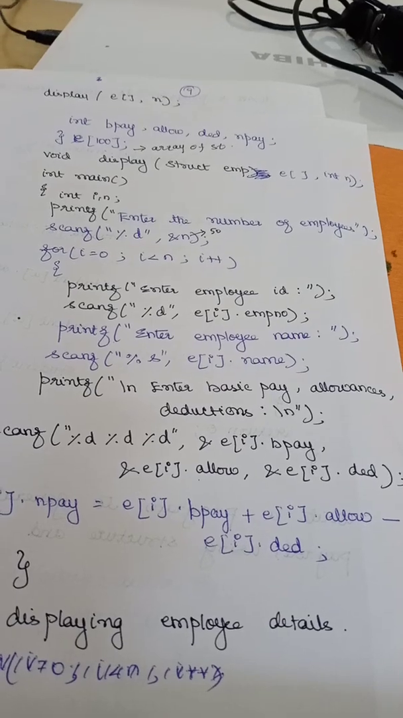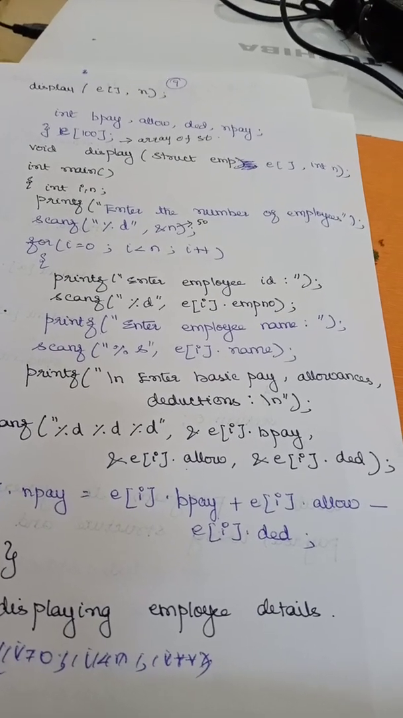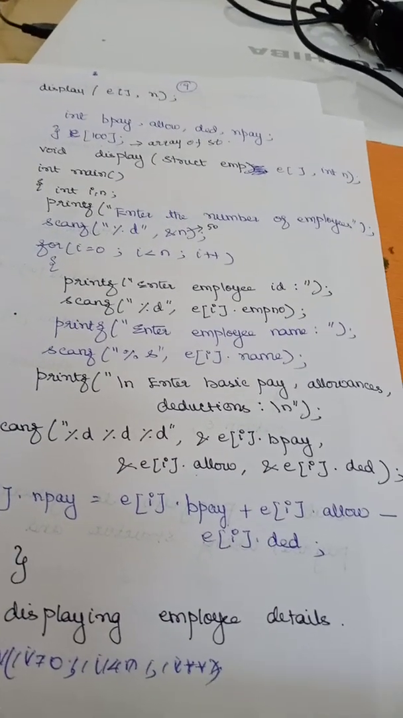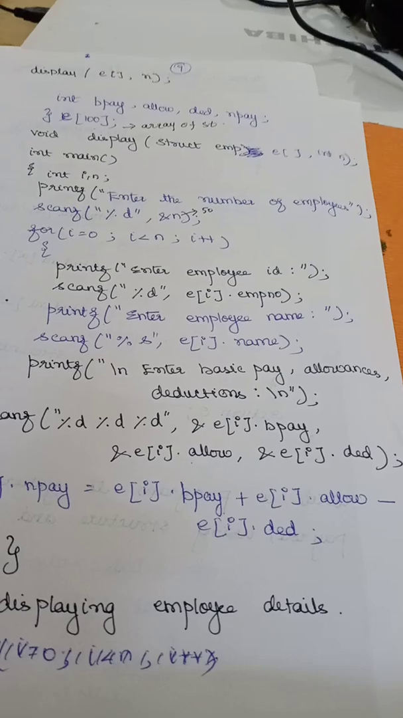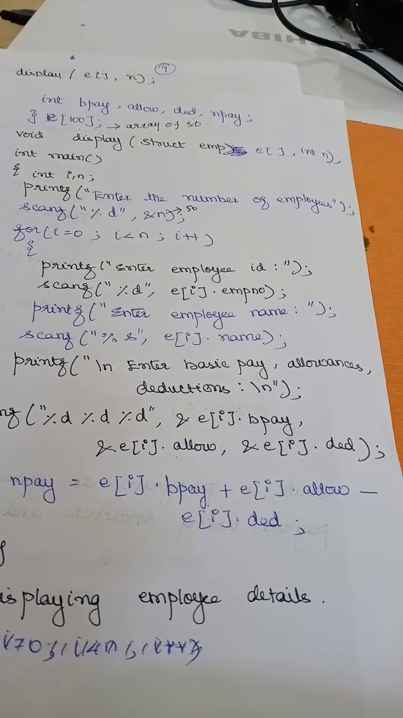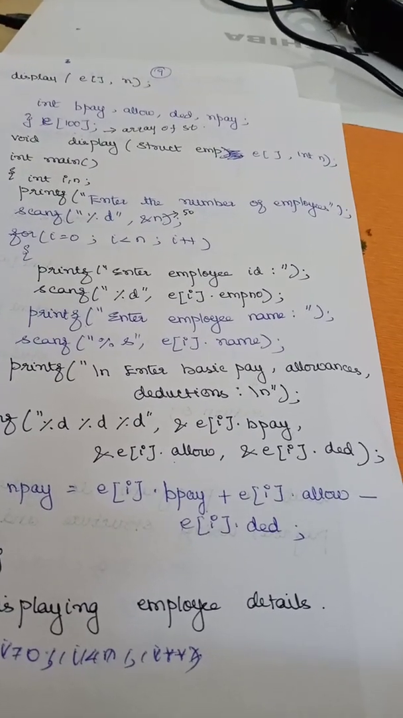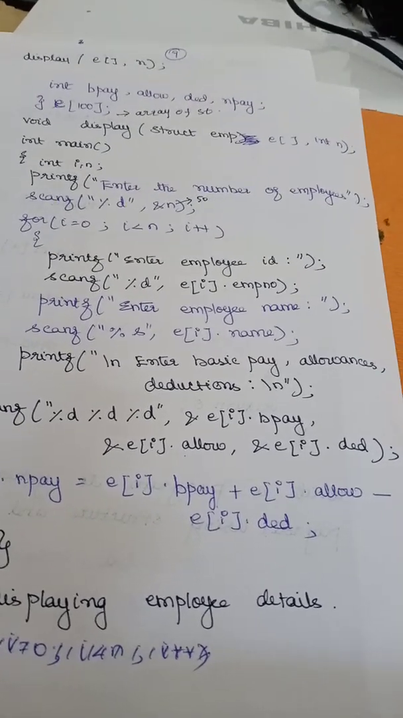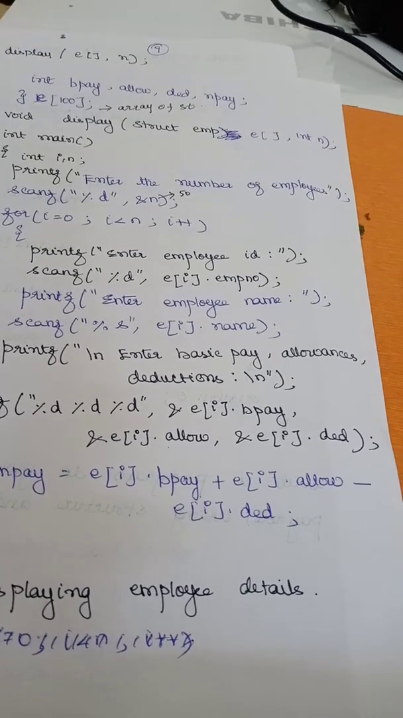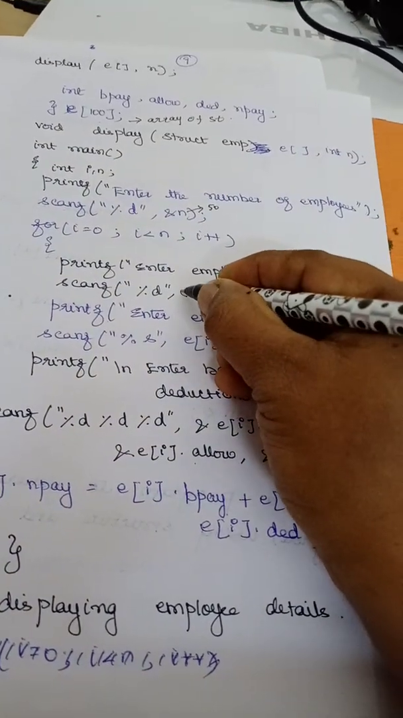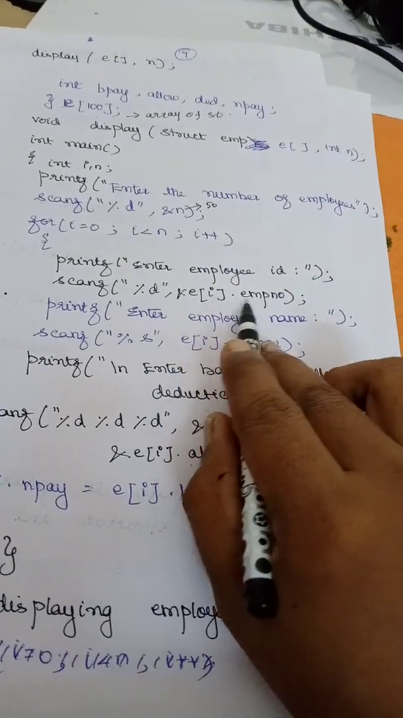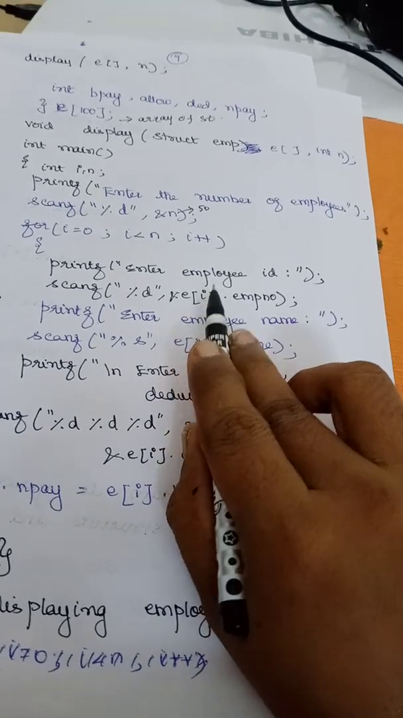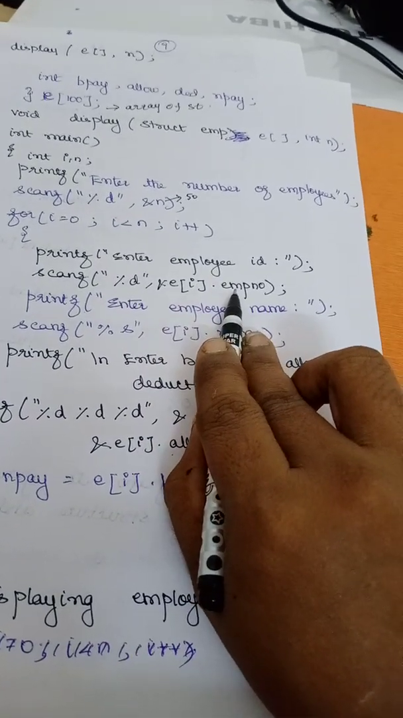Now for i is equal to 0, i less than n, i plus plus, because I have to read 50 employee details, so I need a for loop. If you want, you can also start from 1 and write i less than or equal to n, no problem. Since I've started from 0, it means that the array location starts at 0. Now enter employee ID. I'm getting an employee ID, so ampersand e of i dot emp number. For the first employee, e of 0, I'm getting the employee number.